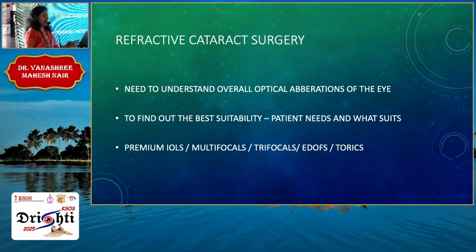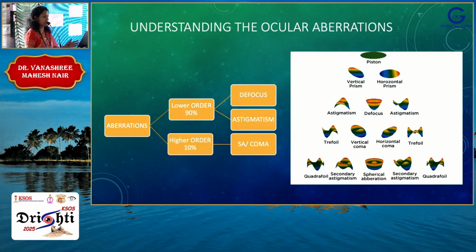In cataract surgery, or rather now refractive cataract surgery, we need to understand the overall optical aberrations of the eye to find out the best suitability for the patient's needs and what suits the patient. We are using a lot of premium IOLs: multifocals, trifocals, EDOFs, torics. But how we plan for the patient depends on what pre-existing conditions are there in the patient.